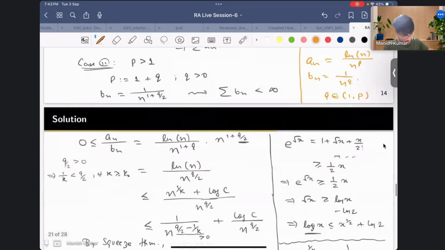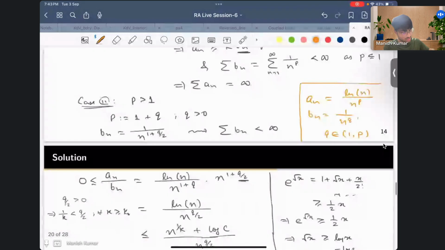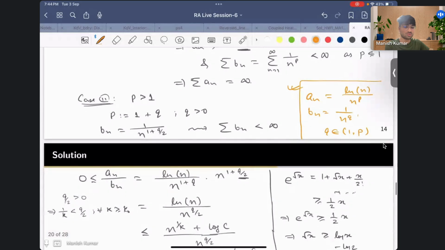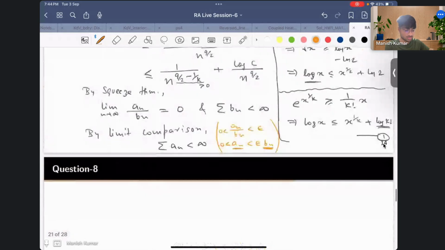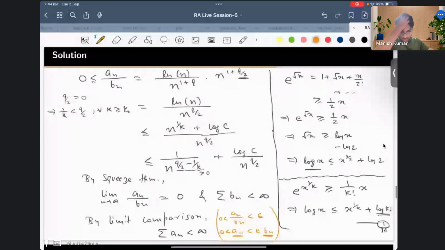This is the main thing to keep in mind, that I am choosing bn as 1 by n^q, where q is in between 1 and p, and this will solve the whole issue. So this was about this limit comparison test.